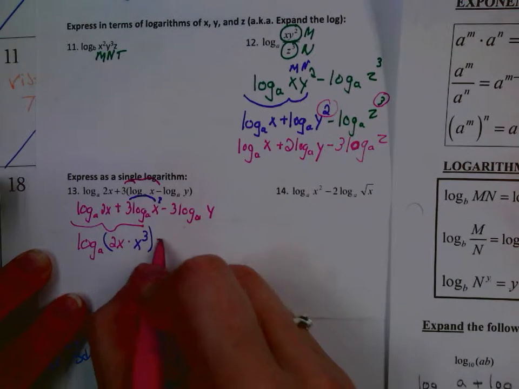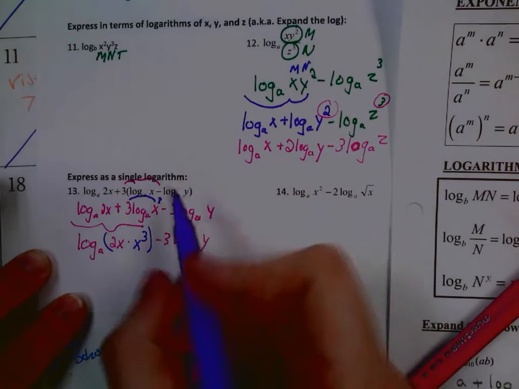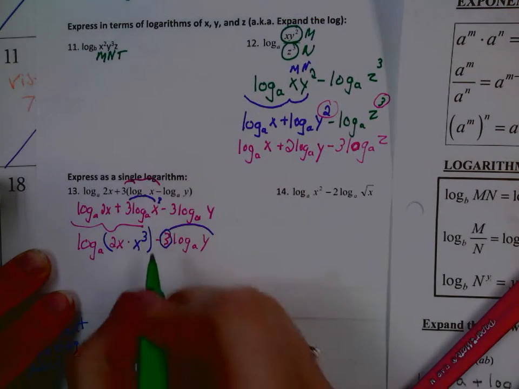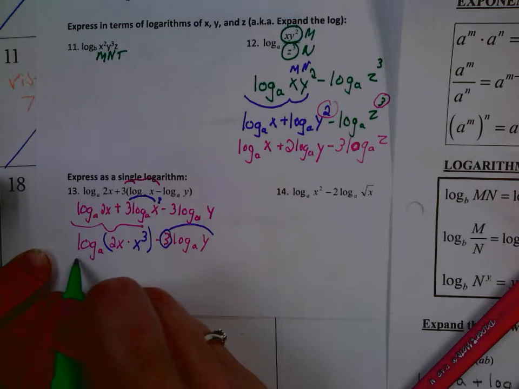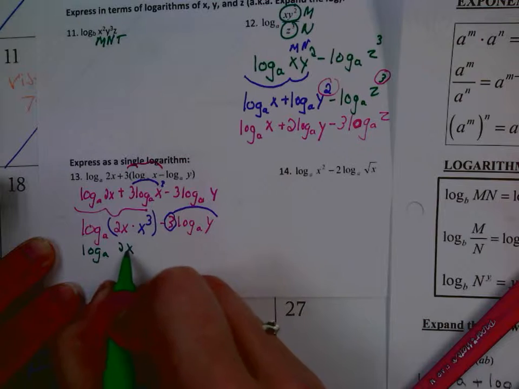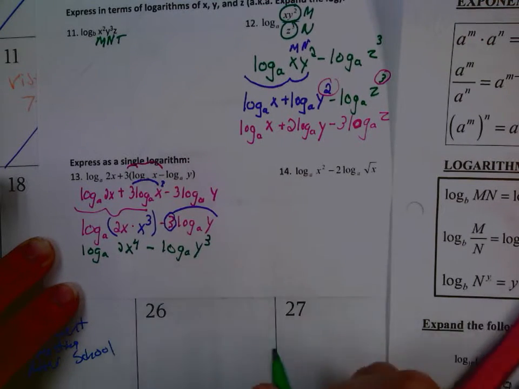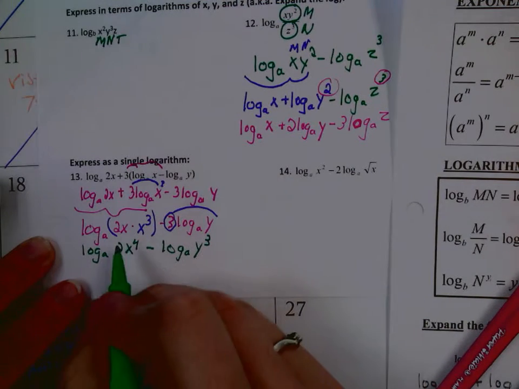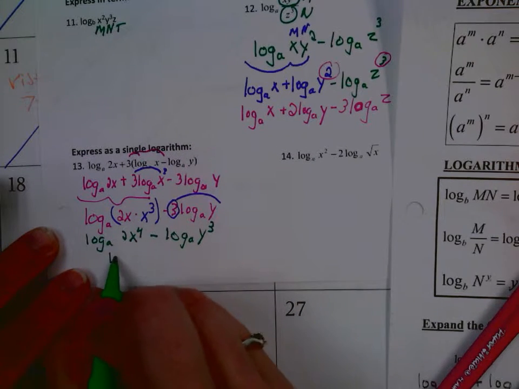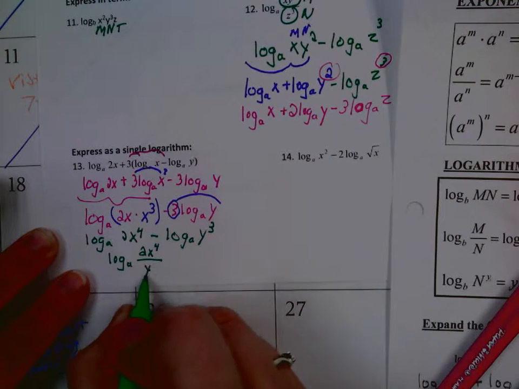I still have that minus 3 log a of y, which just like before, that 3 can become an exponent. And then last but not least, if I go ahead and simplify this for you guys so I don't lose you, you're going to get that 2x to the fourth minus log a of y to the third. You did 2 steps in one there. And then your last step, since this is subtraction, we're going to turn this into division. And you'll get that log a of 2x to the fourth divided by y to the third.